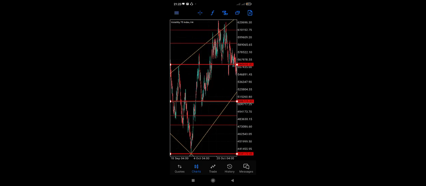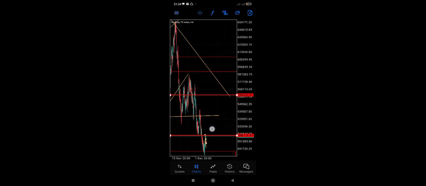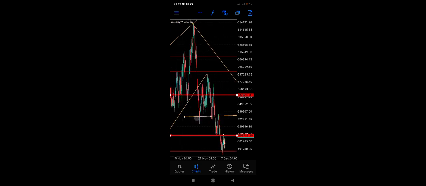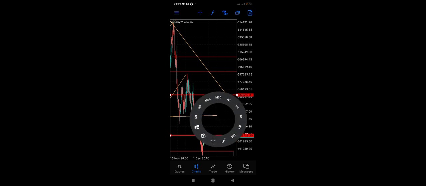So yeah, that's how it's going, guys. You can just wait for the price to push up to this previous lower low to form a lower high, and then you can further go down with selling opportunities.